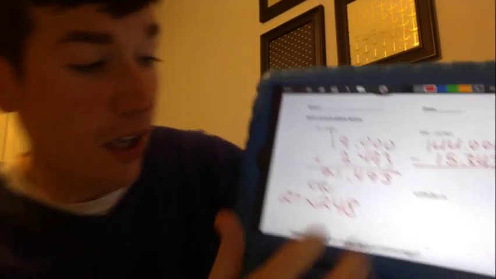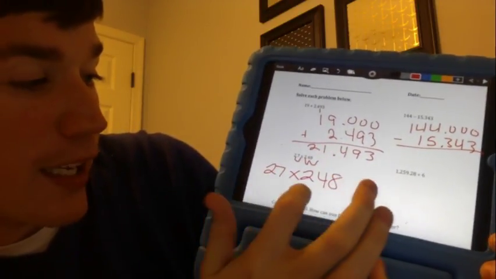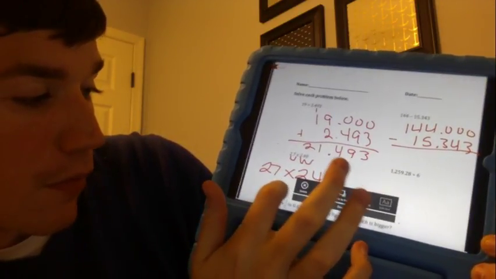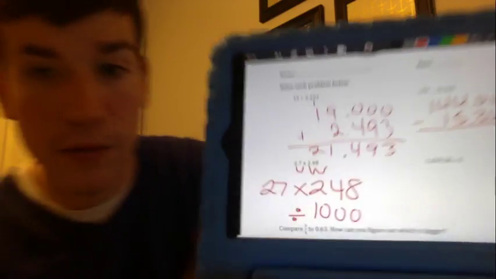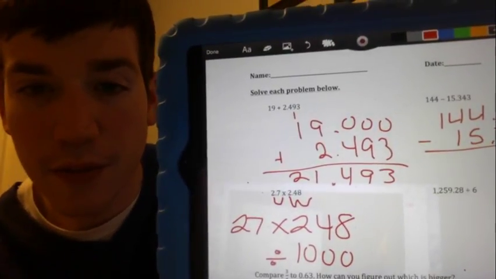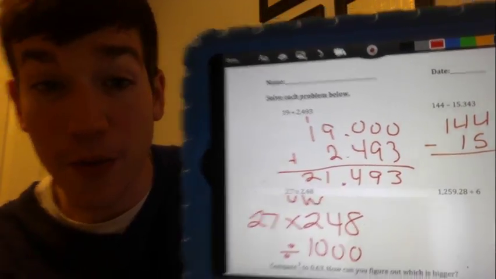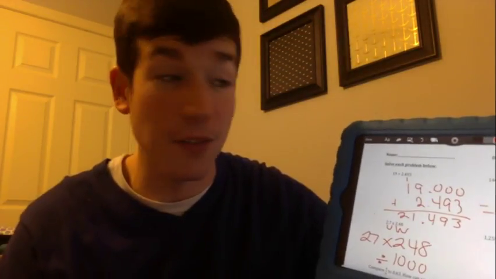So in the end we're going to need to make up for that by doing the opposite. So what we're going to do in the end is whatever we get as our answer here, we are going to divide it by 1,000. We're going to take our answer and divide it by 1,000. So I'm going to let you guys solve that problem.